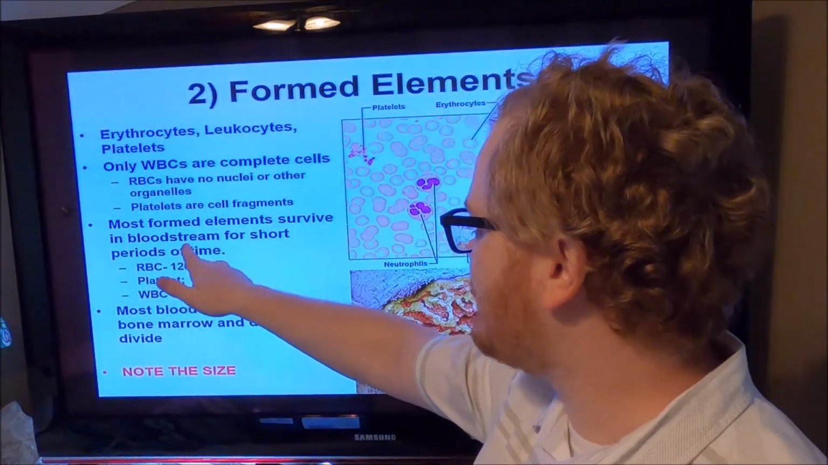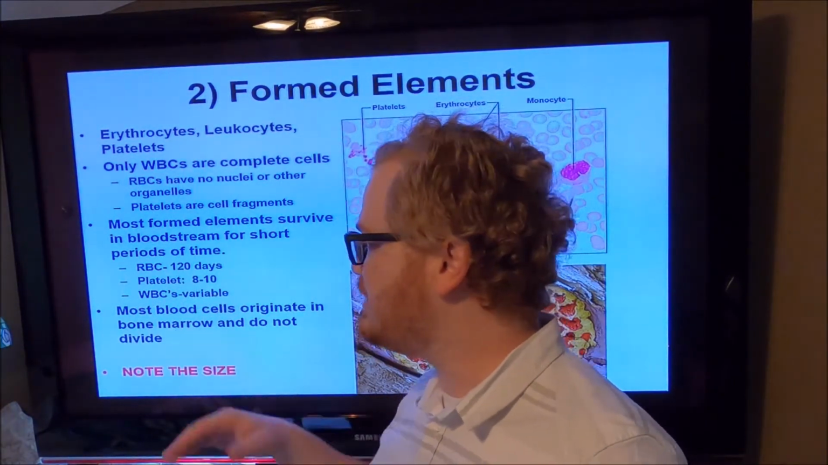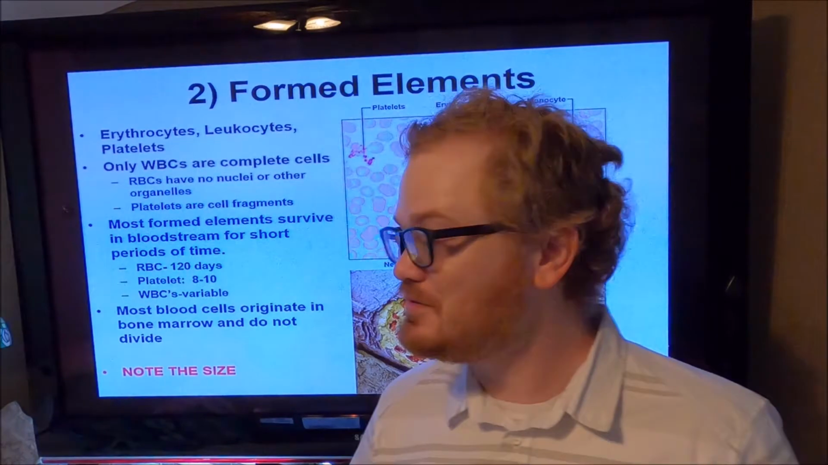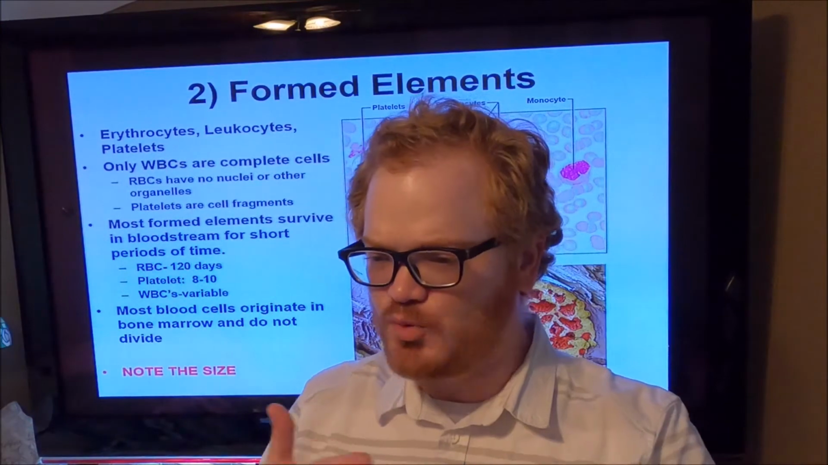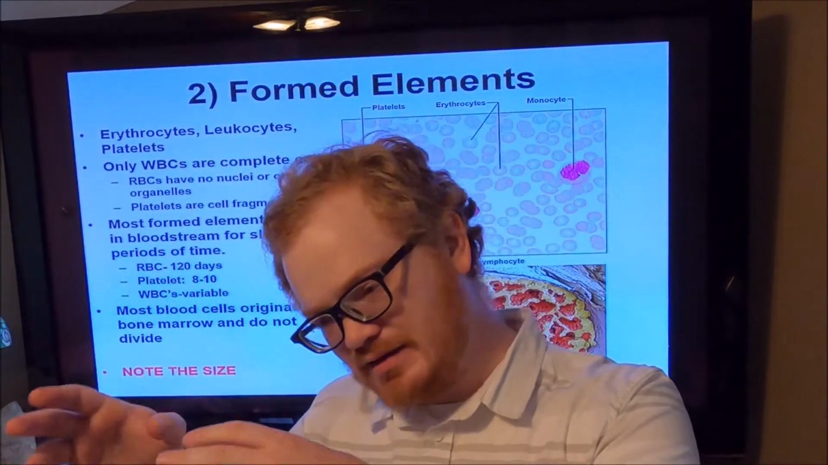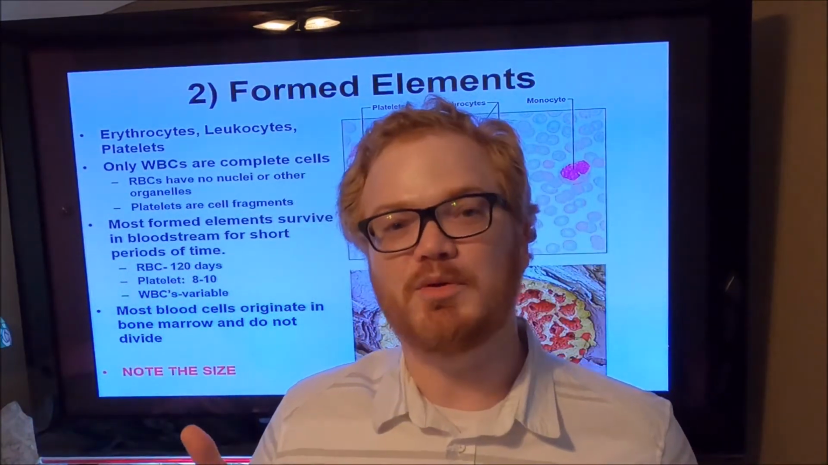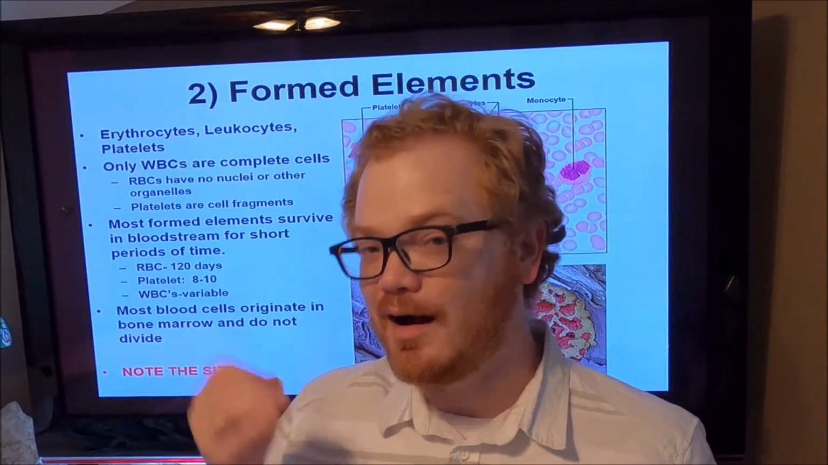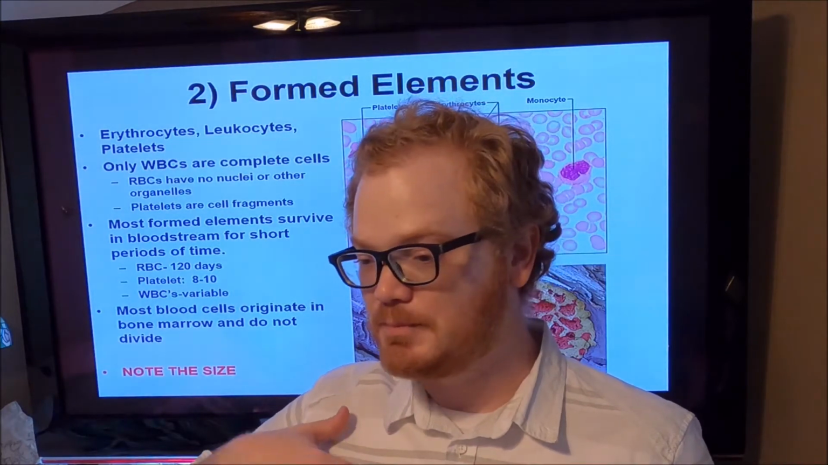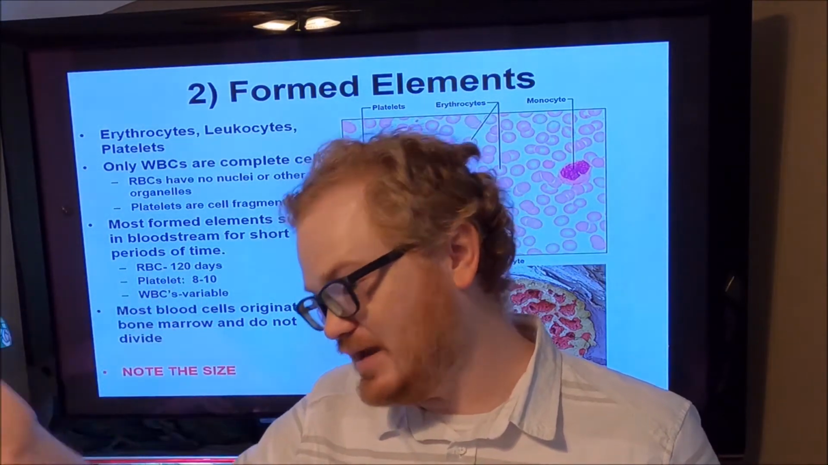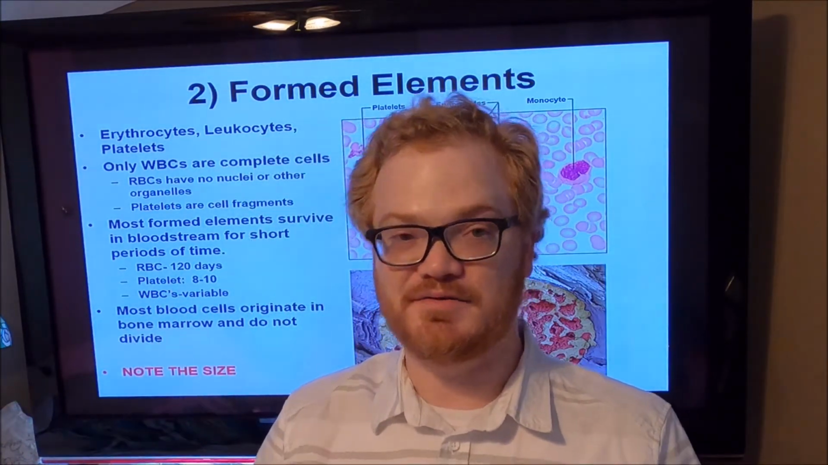So most of the form elements survive in the blood only for a short period of time. Red blood cells, as I said, about 120 days. Platelets, only 8 to 10 days. And then white blood cells are highly variable. Sometimes white blood cells are made and they go directly into battle and die. Like immediately. They're made and they go die. Because you've got to remember what these are going to be doing, right? They're going to be doing battle on your behalf to keep you from having bacterial or fungal or parasitic infections. They're going to be going and fighting against pathogens that want to hurt you. So they're literally going right into battle in a lot of cases and dying.